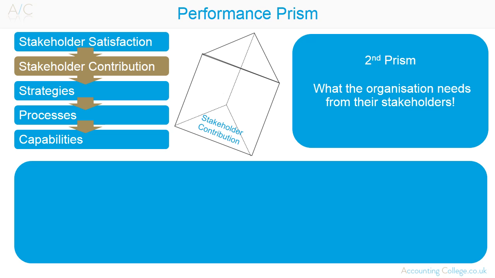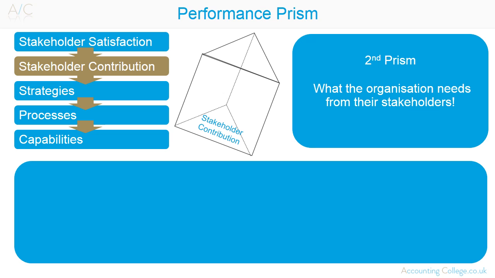Stakeholder contribution. Organizations are becoming more demanding on their stakeholders. The second facet of the Performance Prism focuses on what the organization needs from its stakeholders. The relationship between the organization and its stakeholders should be seen as a two-way relationship. An organization needs to put in place measurements to identify if stakeholders are fulfilling the organization's needs.